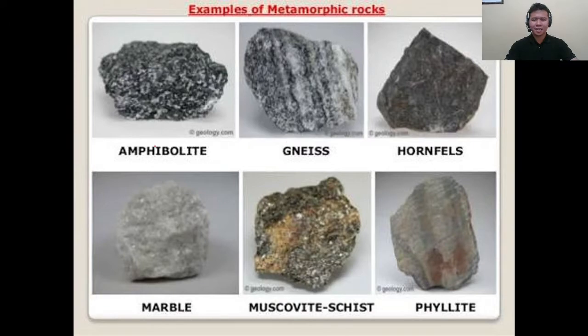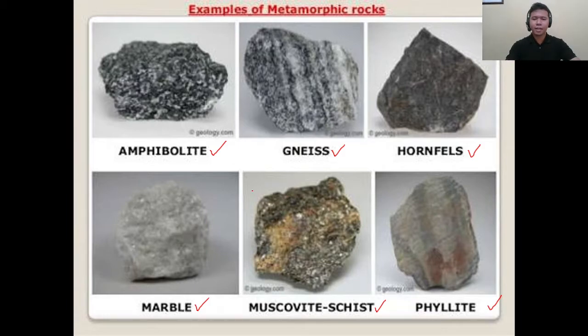We have amphibolite, gneiss, hornfels, marble, muscovite schist, and phyllite. So under these different types of metamorphic rocks, they follow a certain pattern. Some of them are classified to be foliated metamorphic rock. Some of them are classified to be non-foliated metamorphic rock.